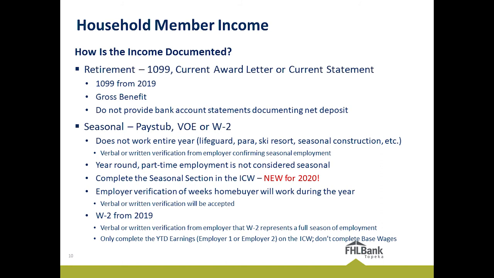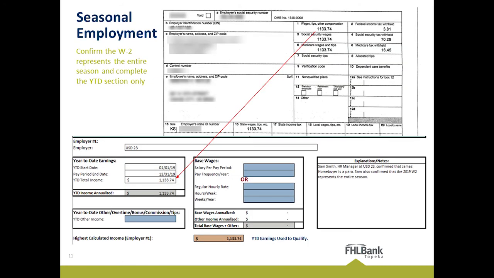If the household member has regularly received unemployment benefits in the past years, the unemployment income will need to be disclosed and included in the income calculation. Unemployment benefits are not received for all seasonal type employment, but it is common, for example, for construction workers to receive unemployment benefits. If you have a W-2, complete the year-to-date earnings in the wages section.